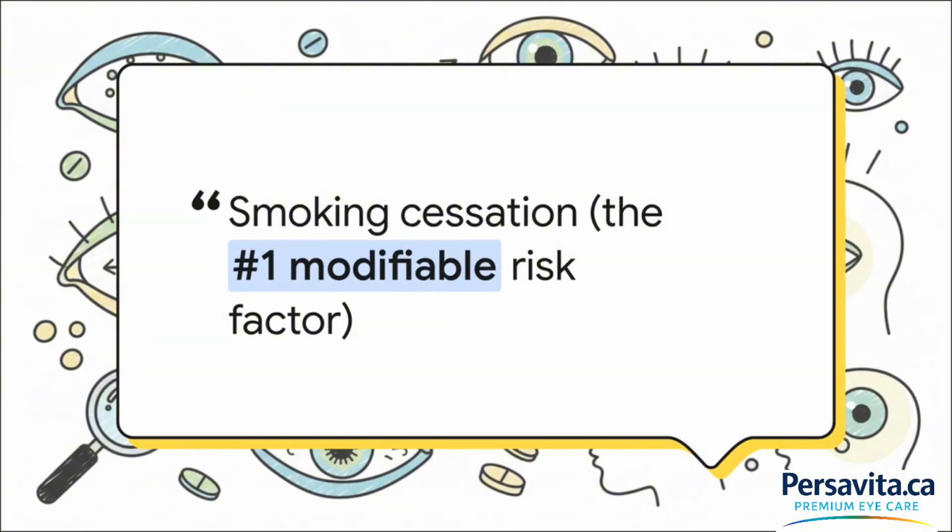And if there is one choice, one single lifestyle factor that towers above all the others, it is this one. The science calls smoking the number one modifiable risk factor. What that means is it's the biggest risk factor that you actually have control over. It hits the gas pedal on nearly every single negative thing we've talked about today.